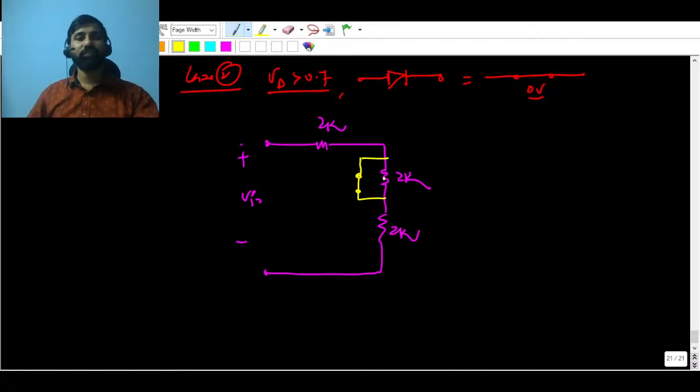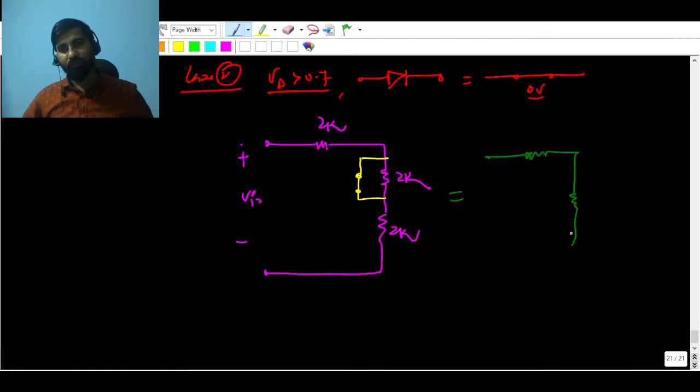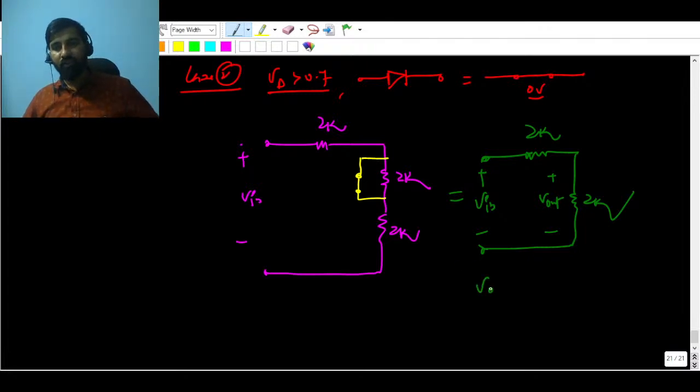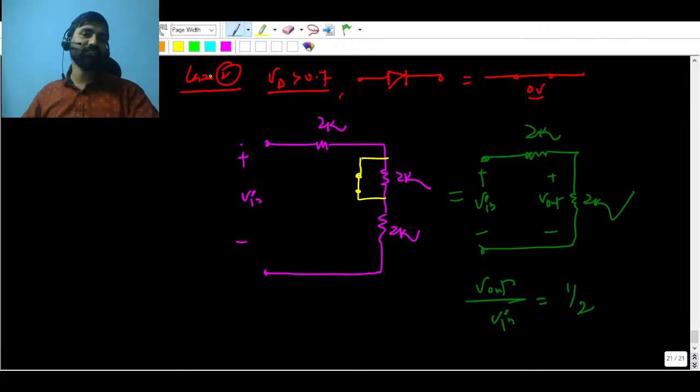Now 2k ohm is gone, right? So this 2k ohm you can neglect, as the overall resistance will be short circuited. So this is basically 2k and 2k. This is V in, and you are trying to calculate V out here now. Now your V out is going to be what? V out upon V in from the voltage division will be 1 by 2, because both resistances are the same. So by voltage division it will be 1 by 2. This will be 0.5.